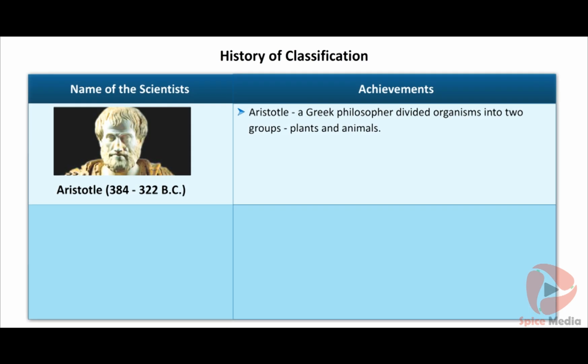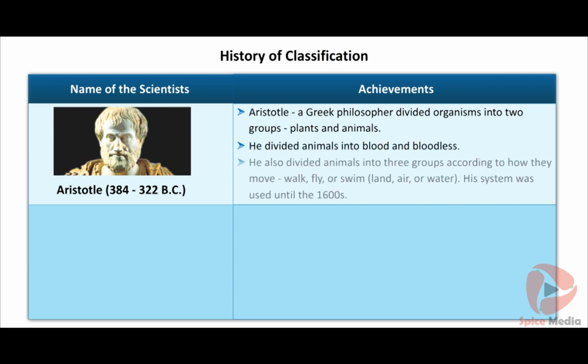History of classification. Records on history of classification begin with the 4th century BC. Aristotle, a Greek philosopher in the 4th century BC, from 384 to 322 BC, divided organisms into two groups, plants and animals. He divided animals into blood and bloodless. He also divided animals into three groups according to how they move, that is, walk, fly or swim: land, air or water. His system was used until the 1600s.